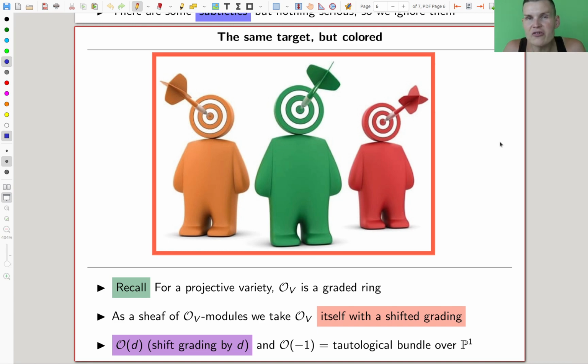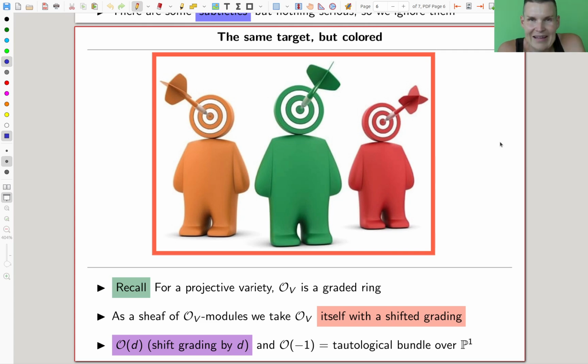In particular, you can just act on yourself. You can always do that. You can act on yourself, but shift it. Maybe instead of saying a polynomial of degree 3 is of degree 3, you just say it's of degree 5. Then you shift it up by 2. Or maybe you say it's of degree 1. Then you shift it down by 2.